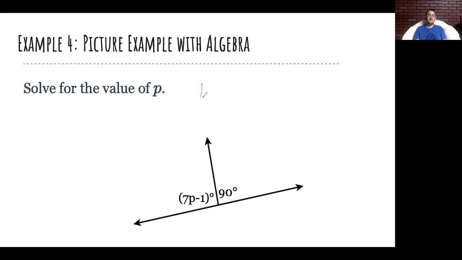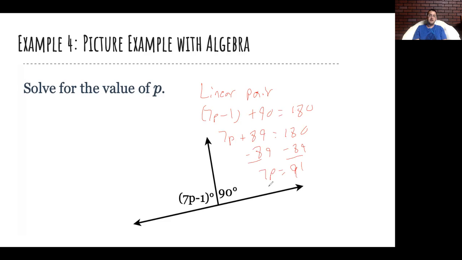I can see pretty quickly that this is a linear pair. So I'm going to add the two angles to 180. So I'm going to say that 7p minus 1 plus 90 equals 180. So this is 7p plus 89 equals 180. So subtract 89 from both sides. So I get 7p equals 91. Divide by 7, and I'm going to get that p equals 13. And it's just solve for the value of p. Now, sometimes they will make you actually find out what the angle is. So just make sure that you are reading the directions for that.